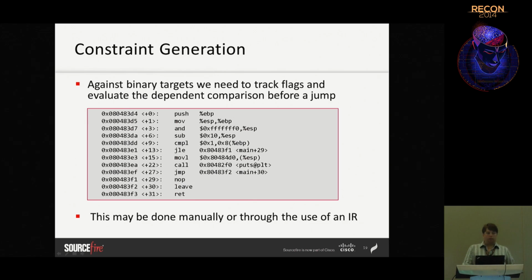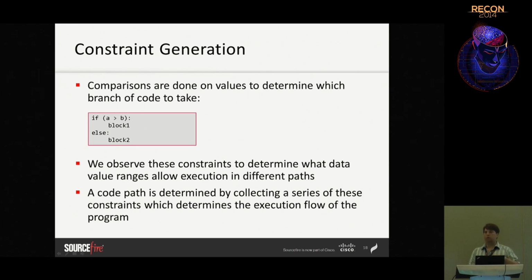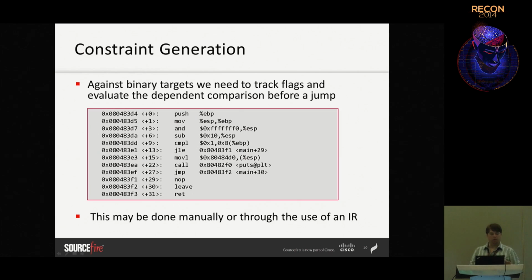So against binary targets, here's a simple example. We need to track the actual flags. It's not as simple as looking at the code. When we were looking at C code, it was as obvious as the first SMT examples. Here we have to actually encode the semantics of every instruction in the assembler, and so it takes just a little bit more analysis. It's not as easy as just visually glancing at it.